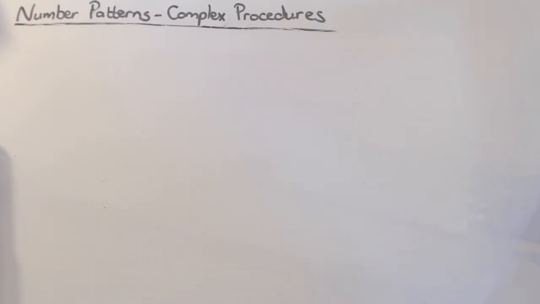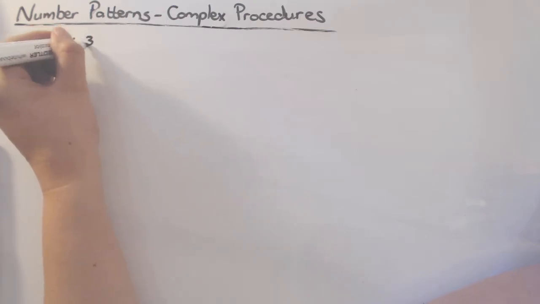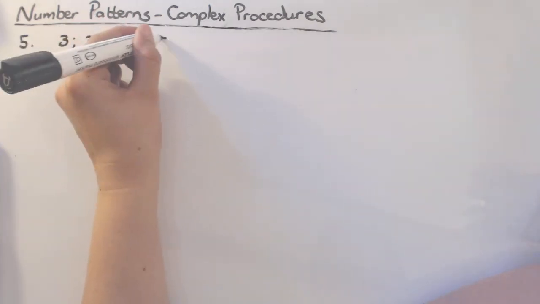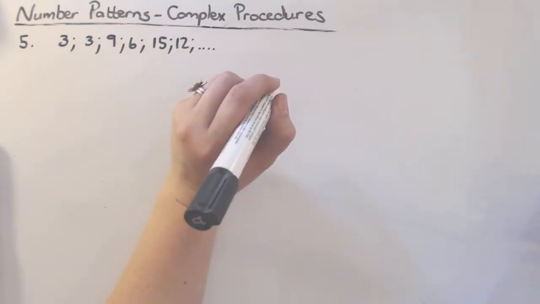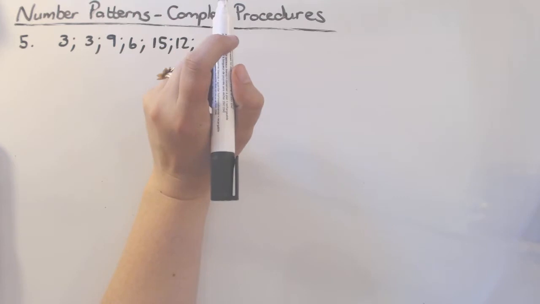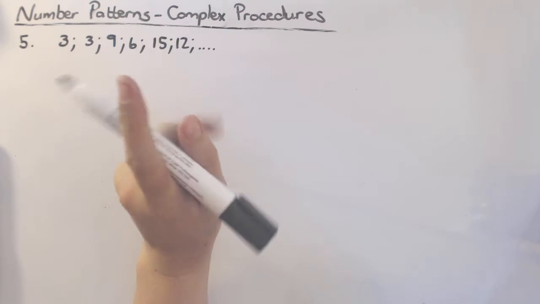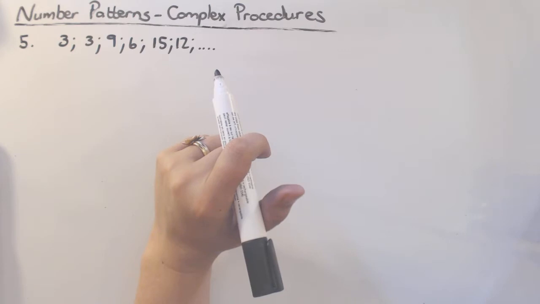Okay, question 5 says, the following sequence is a combination of an arithmetic and a geometric sequence. Oh boy. Okay, they give me this: 3, 3, 9, 6, 15, 12. Like this. Okay, the following sequence is a combination of an arithmetic and a geometric sequence. They give me this. Study the sequence and then use it to answer the questions that follow.